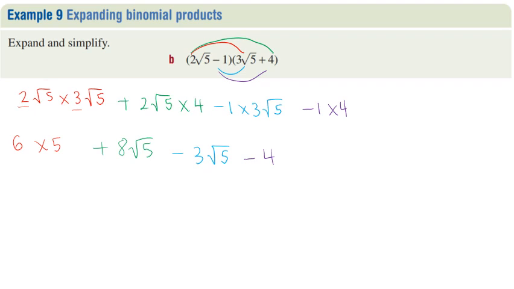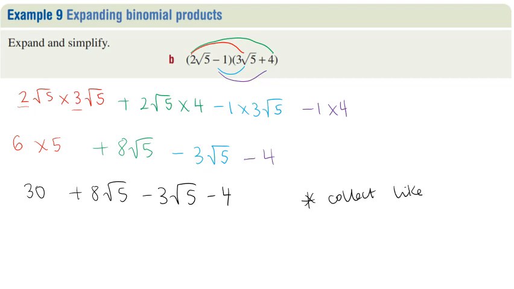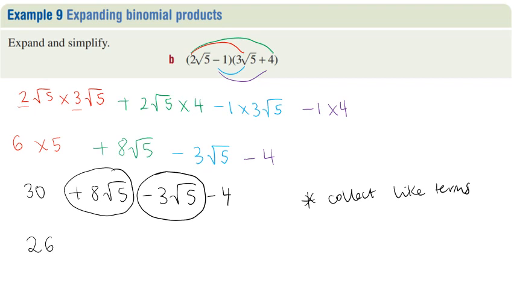Alrighty. I should simplify this a step further here. So I'll have 6 times 5, which is 30. 8 square root 5 minus 3 square root 5 minus 4. Now I can collect the like terms. So these are my like terms, my square root 5's, and then the normal numbers are the other like terms. So I've got 30 minus 4, which is 26, and then I've got 8 minus 3, which is 5. So plus 5 square root 5.